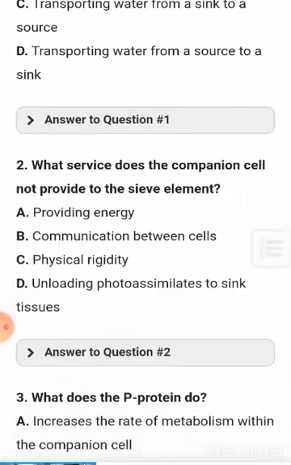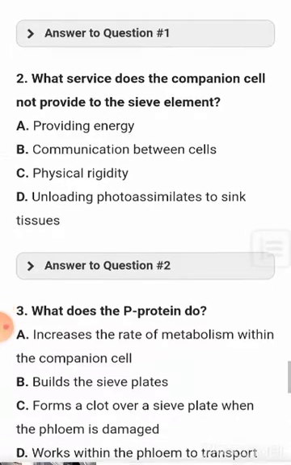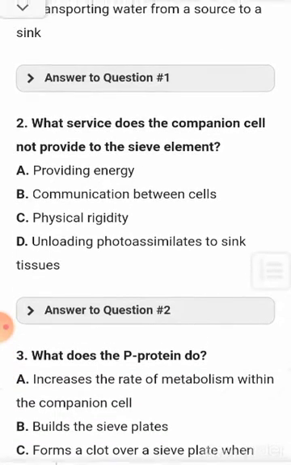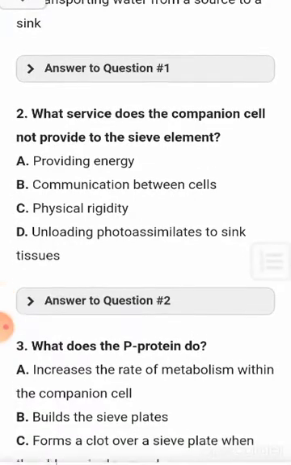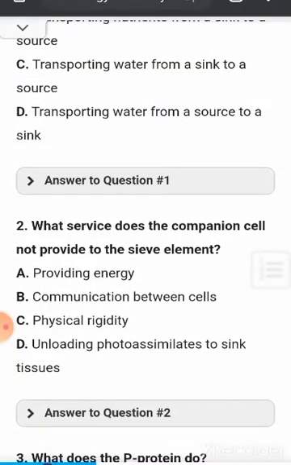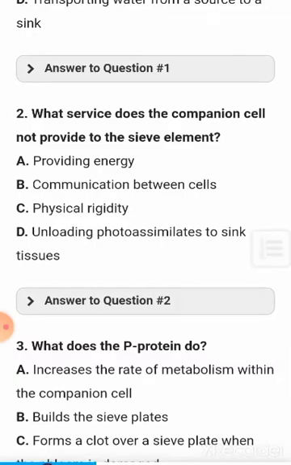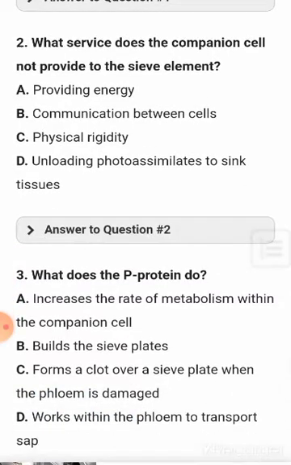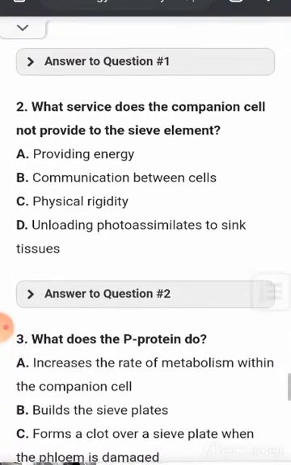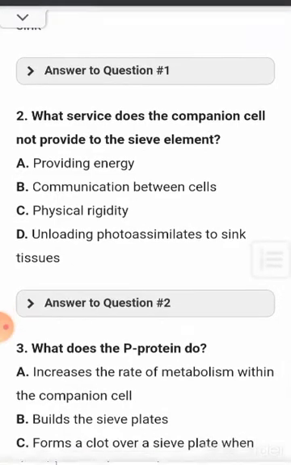And another question: what service do the companion cells not provide to sieve elements? Providing energy, communication between cells, physical rigidity, and unloading photoassimilates to sink tissues. The answer is 2, communication between cells.